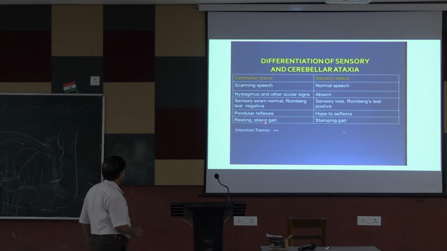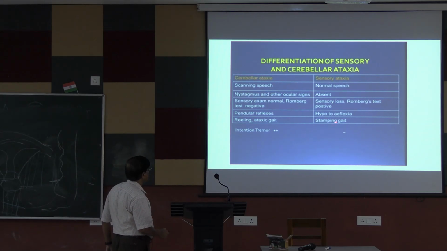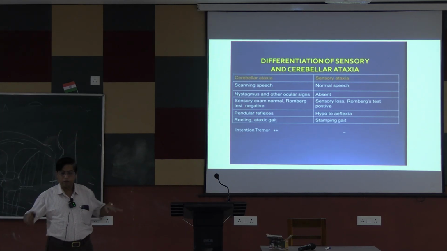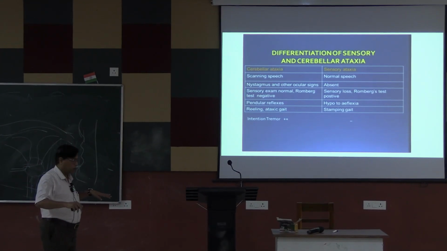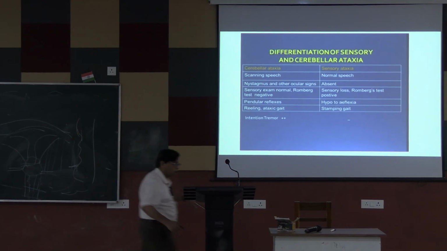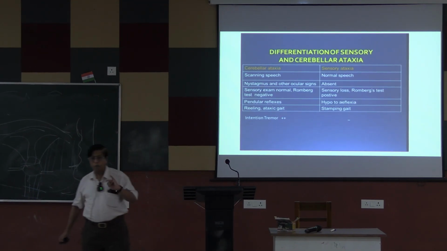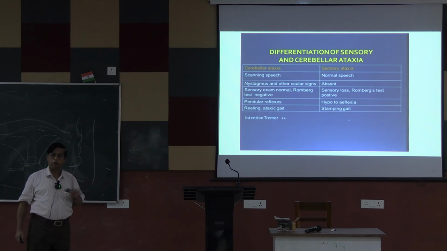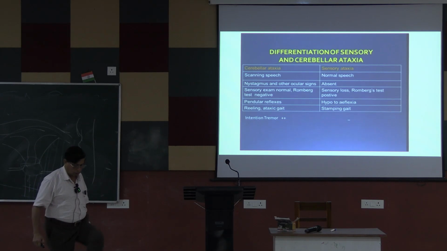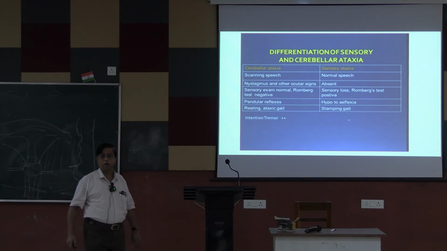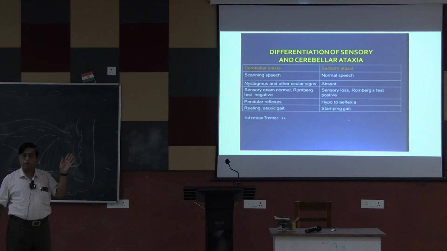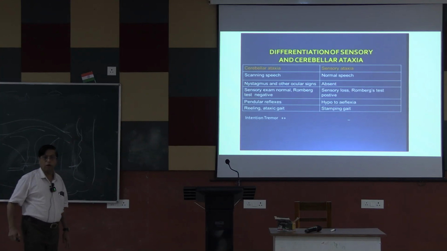Another is the reeling and ataxic gait. There is stomping gait. This is very important. Two gaits are there. In cerebellar disease, the gait is a reeling gait: the patient walks on a wide base and reeling. But in sensory disease, in peripheral neuropathy, you call it a high stepping gait, the patient walks like this. The difference in sensory ataxia, when the posterior column is affected, is that stomping is there. Stomping means the patient walks like this.